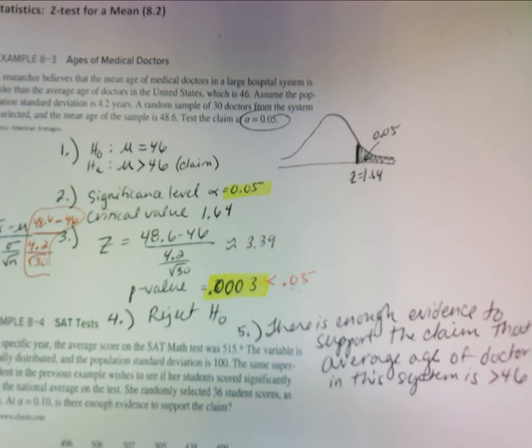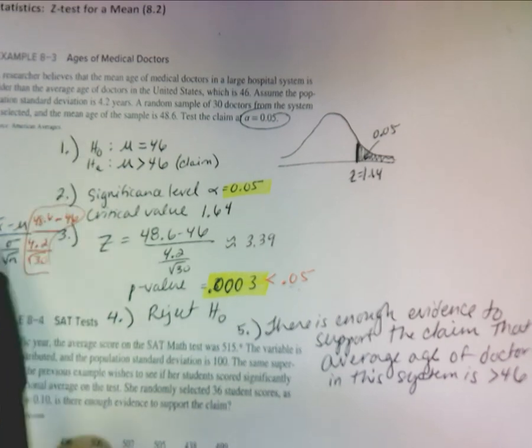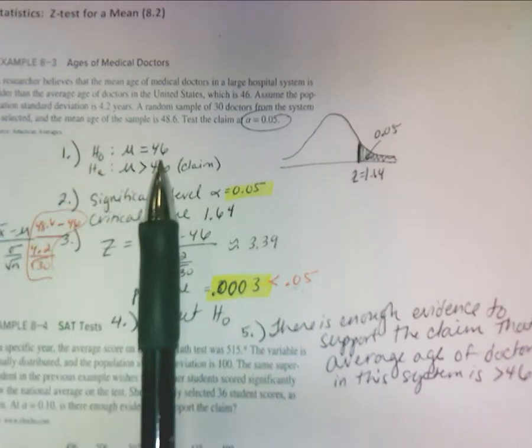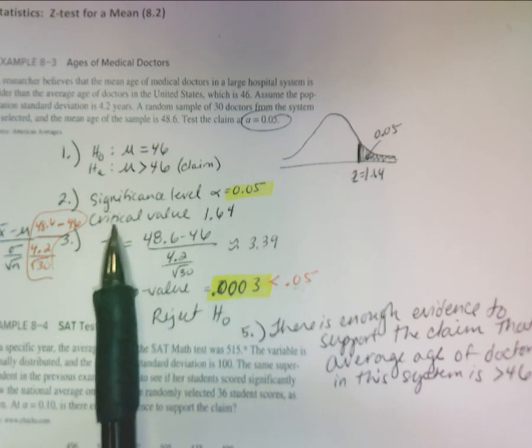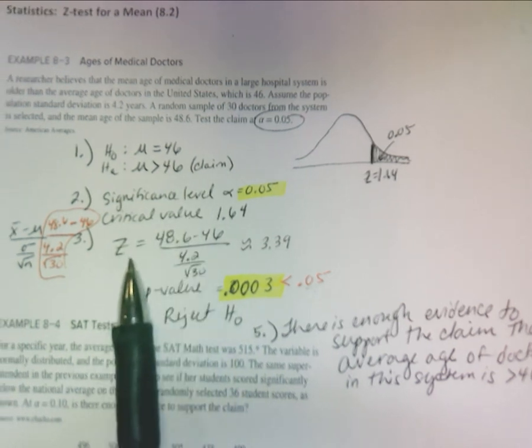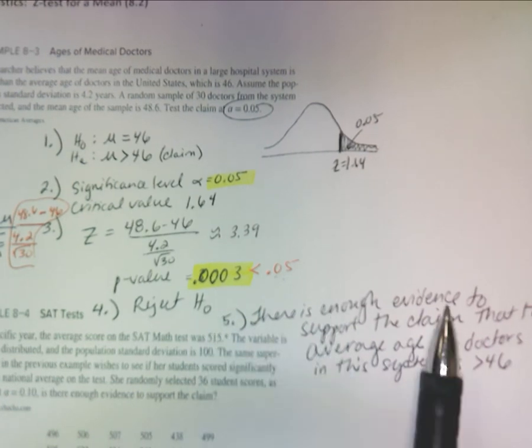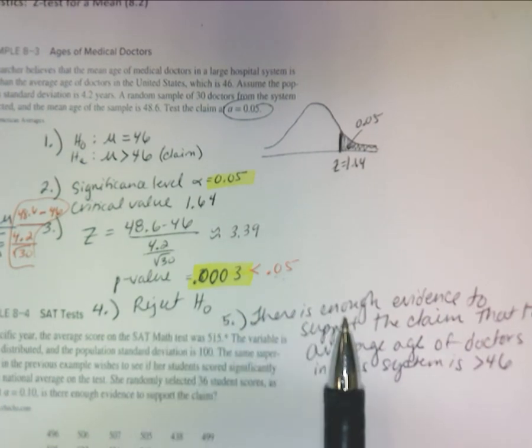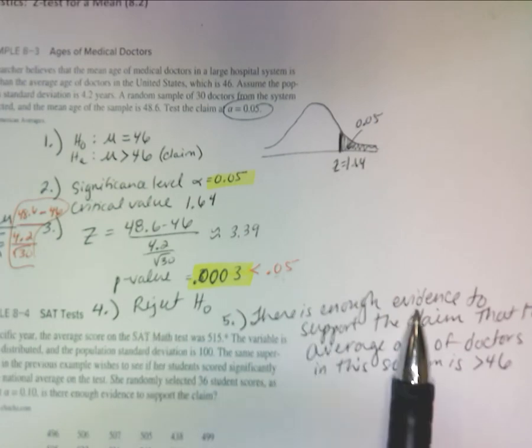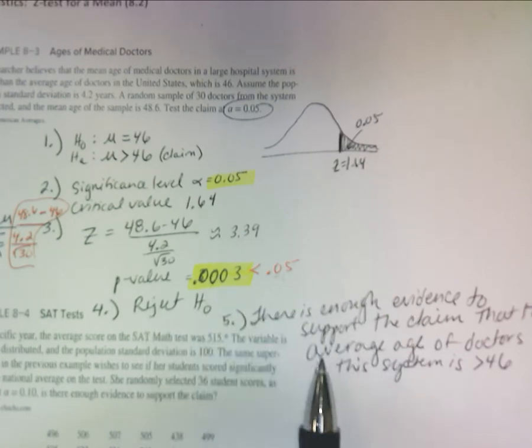All right, so that was a very slow, very long way of doing it. I'm going to do the second example in a minute, but this is all we do every single time. State your HO, HA. State your significance level. Find the critical value on the calculator. Find your Z and the p-value from your calculator. Reject or fail to reject. Then write this sentence, there is enough evidence. If you reject, then there is enough evidence. If you fail to reject, then there is not enough evidence. We'll see that in a minute. And that's really it. It's just the same thing over and over again. If you do these enough, you'll get used to it, okay? All right. Stay tuned for the next example in a moment.